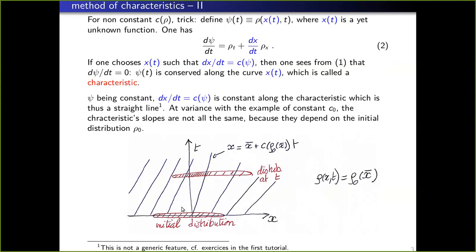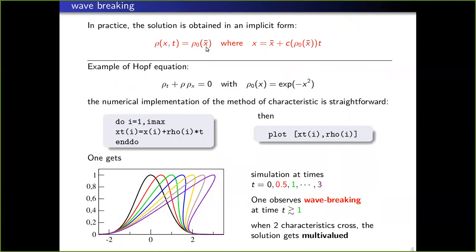And sometimes the characteristics tend to shrink and get closer, or on the opposite, they get more separated. And when they get closer, the density increases, of course. And again, one has rho of x and t is rho naught of x bar. So the way to solve it in practice is the following. One has rho of x and t is rho naught of x bar, where x bar is defined by x equals x bar plus c of rho naught of x bar times t. So for a given x and t, you determine x bar here, and then you get rho of x and t by this formula.